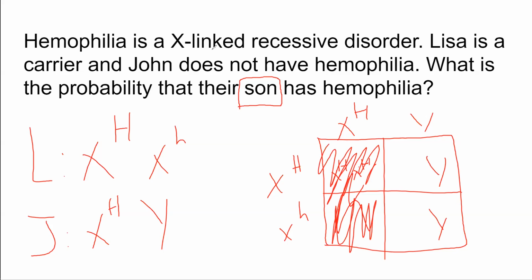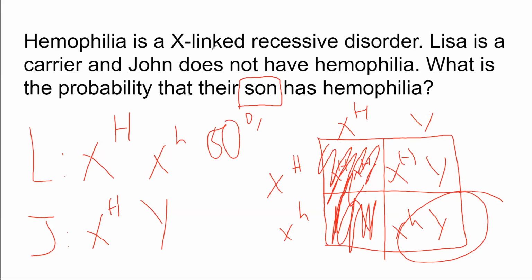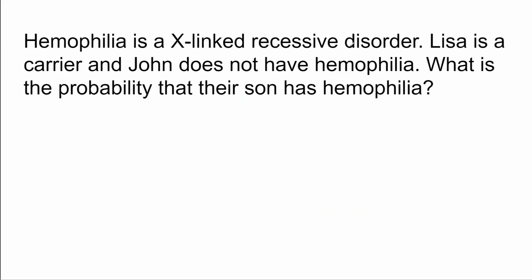Now we can fill in the rest of the square, X capital H and X capital H. For the chance that their son has hemophilia, we know that it's recessive. That means there is a 50% chance, 1 out of 2 possible cases, that the son has hemophilia. So if you have any questions on Punnett squares, please ask them now.